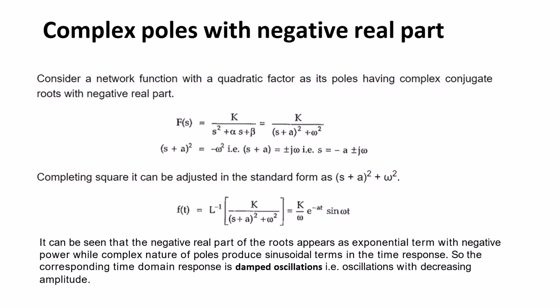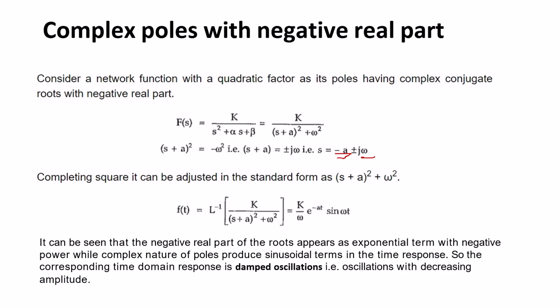Now, if we have complex poles with a negative real part, the poles will be in the left-hand plane, but complex. Here you can see the location of the poles is minus a plus or minus j omega. Minus a is the real part and j omega is the imaginary part. So the transfer function is basically k by (s plus a) whole square plus omega square.